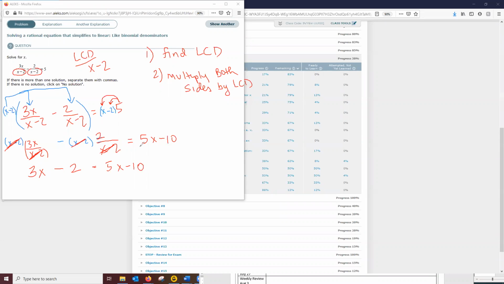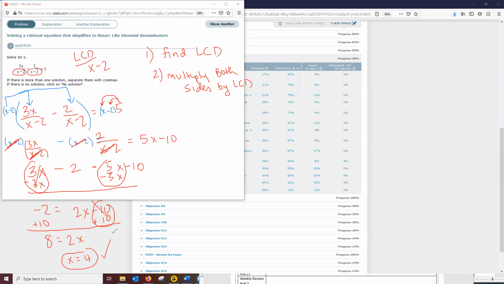All right, now I'm just going to get x's on the same side. Maybe I'll subtract 3x from both sides to get started on that. This cancels out. I'm left with negative 2. This is going to be 2x here, minus 10. I'll add 10 to both sides of this equation to finish this up. And then it looks like 2x equals 8. So x equals 4.